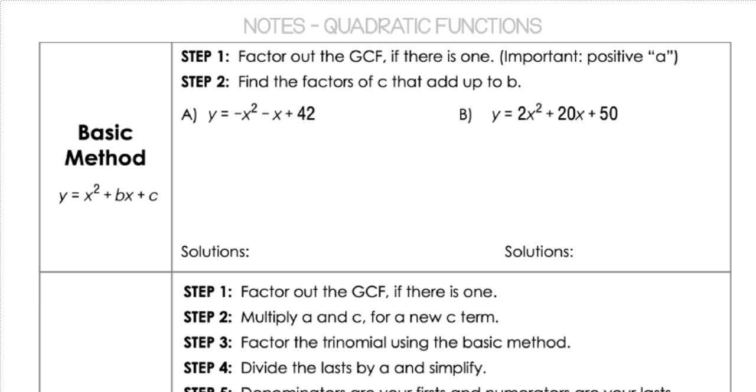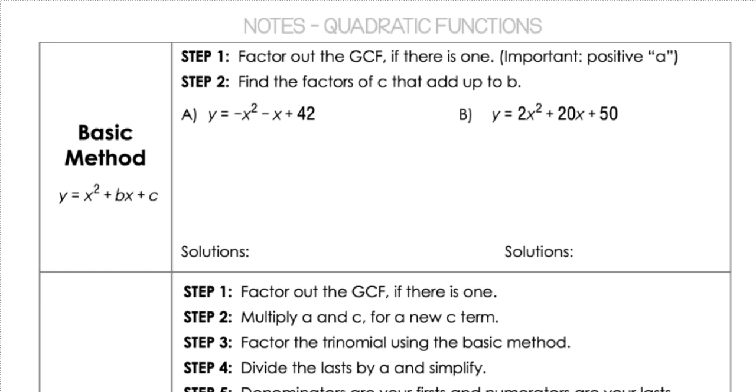When we are factoring out a GCF, one thing that we're always making sure we're doing is that when we're factoring using the basic method, the A value always needs to be positive. So even if we're just factoring out a negative to make it positive, we need to factor that out. Okay, so on this first one, I can see that I have that negative out in front.